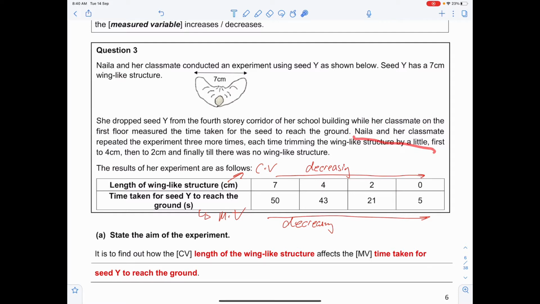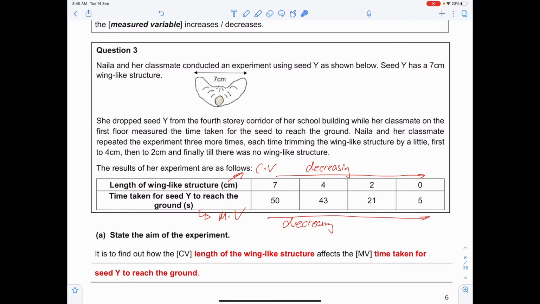Naila and her classmate repeated the experiment 3 more times, each time trimming the wing-like structure by a little. First to 4 cm, then to 2 cm, finally no wing-like structure. Okay, then they tell you the results.